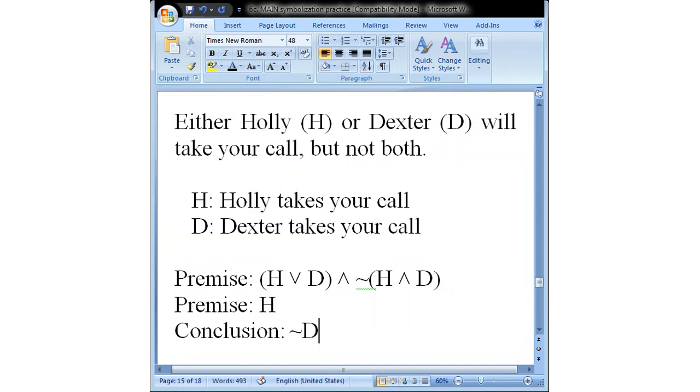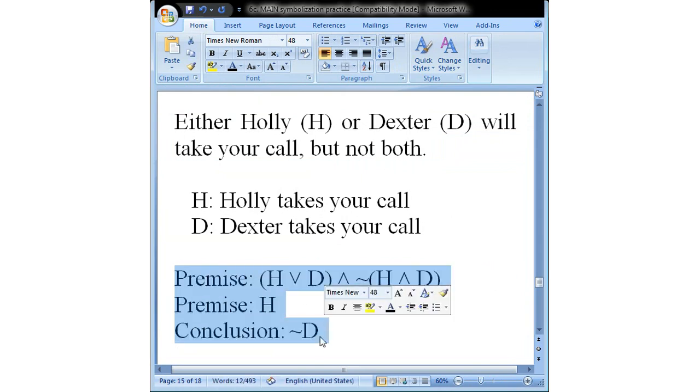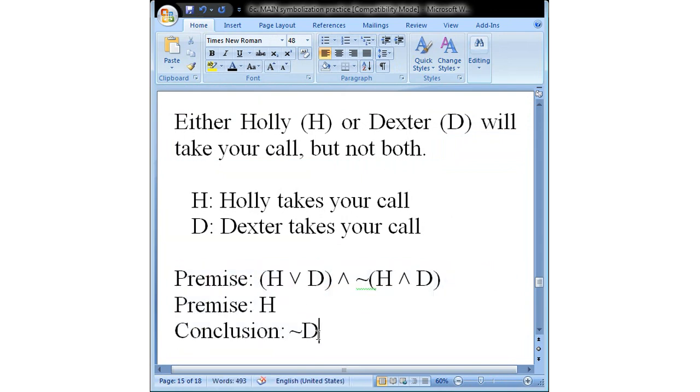Not Dexter. It's not going to be Dexter in light of those premises. You did it. That was a nice inference. You've inferred the conclusion from the premises. And here's where we're going to learn tools next month to figure out whether that's correct. But it's neat that you can actually start reading these things properly. It's either one or the other, but not both. It turns out it was Holly, so it's not going to be Dexter.